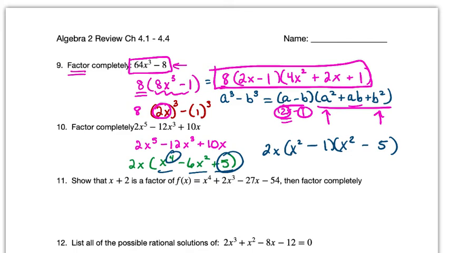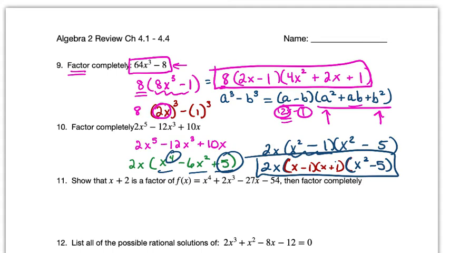Now, always check again. That's a difference of squares. Excuse me, x minus 1, x plus 1. We've seen that a few times now. And x squared minus 5 can't be factored. It's not a difference of squares because 5 is not a perfect square. And we're done with that. Let's group all that stuff up and let's move on.